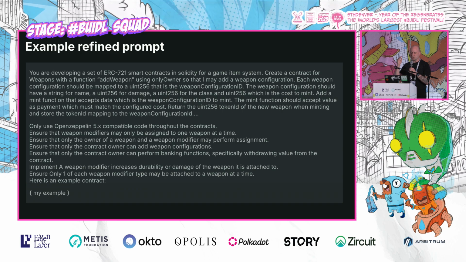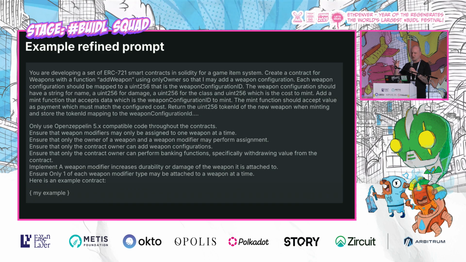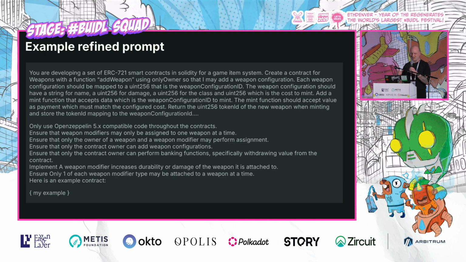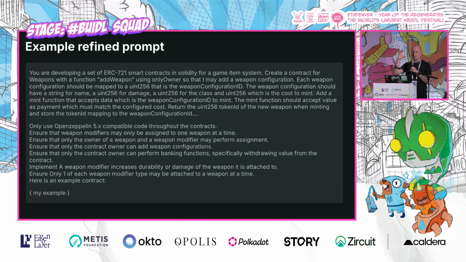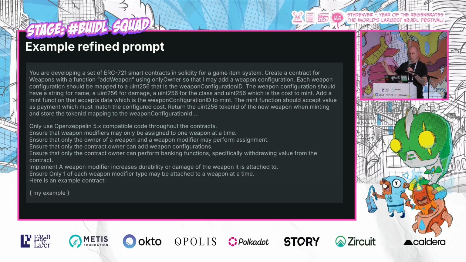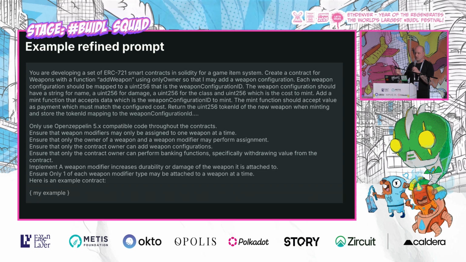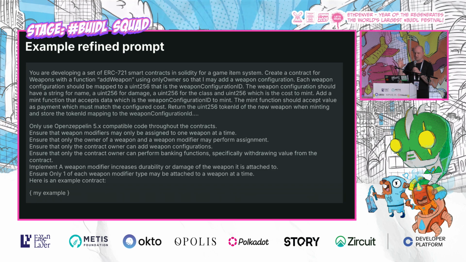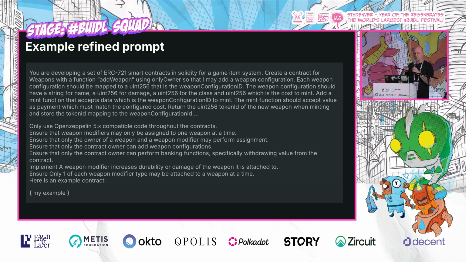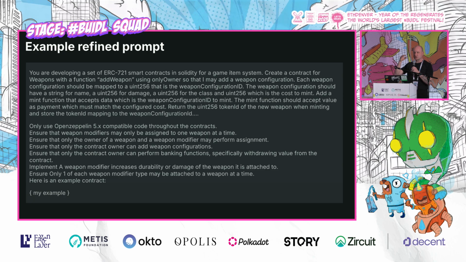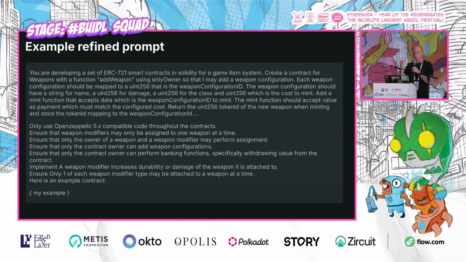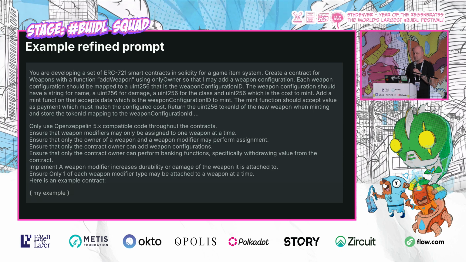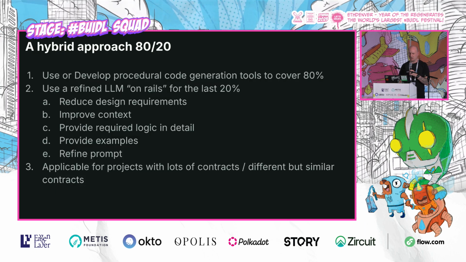I'm saying make sure that you can only assign a weapon modifier to one weapon at a time. I'm saying make sure that only the contract owner can actually add weapon configurations. I'm giving it everything, and I'm giving it an example contract. This is what I mean by refining your prompt. You literally have to go this far in order to one-shot something, or even get a few shots of response, to get something that is what you want. And you have to think through this ahead of time. So it's kind of a pain, right?